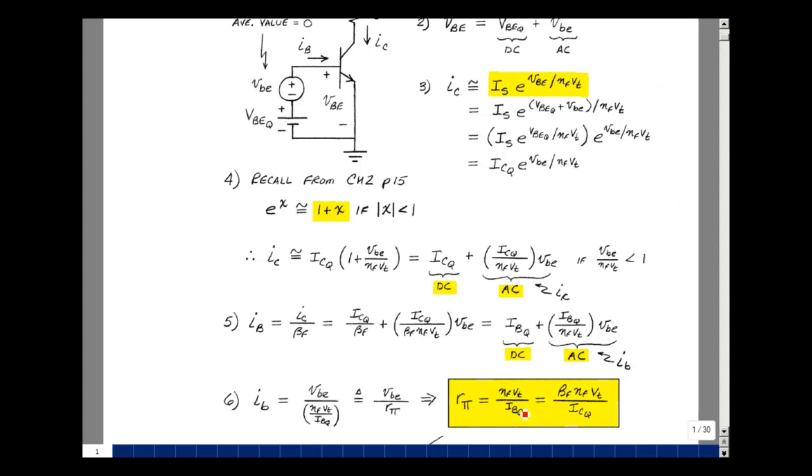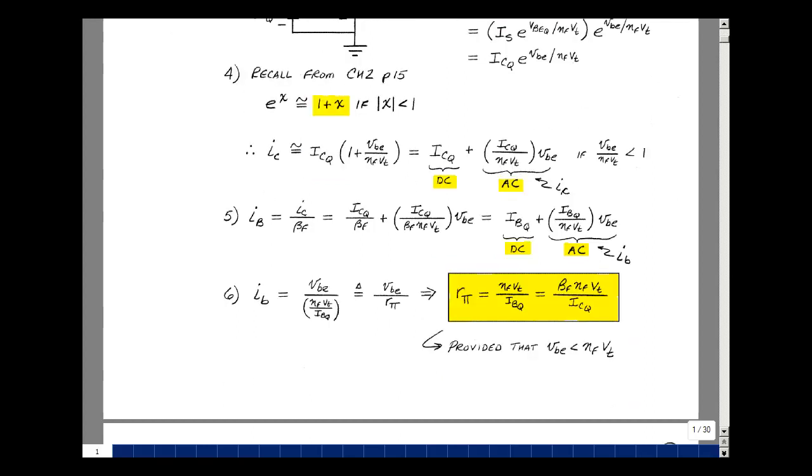And I could write I sub B as I sub C divided by beta F. The value of this resistance depends on the biasing of the transistor and some constants. And again, this only works if this is true. In other words, that the AC base emitter voltage is less than this constant. Now, η_F is around 1 for silicon, and V sub T is around 26 millivolts at room temperature.